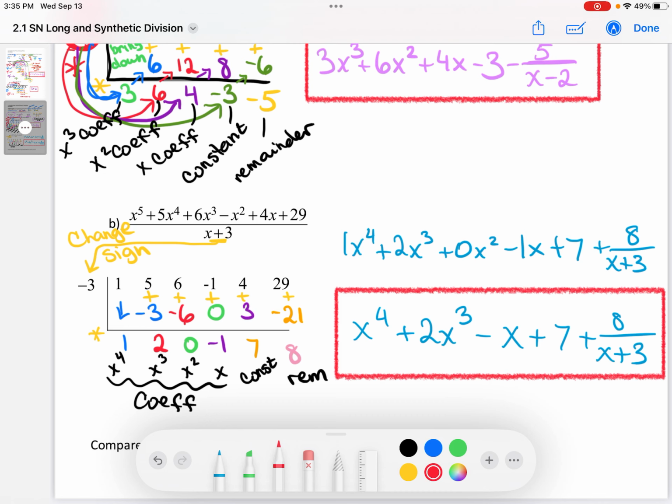Now, I know which one of these two, long division and synthetic division, you probably like better, and that's all good. Remember, synthetic division can only be used in certain cases, so we are going to need to be able to do long division.